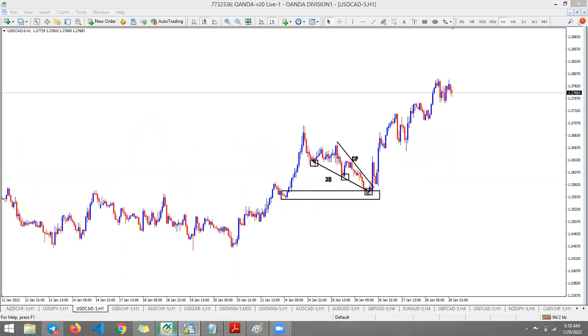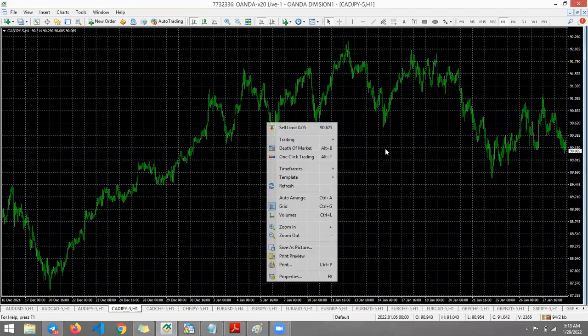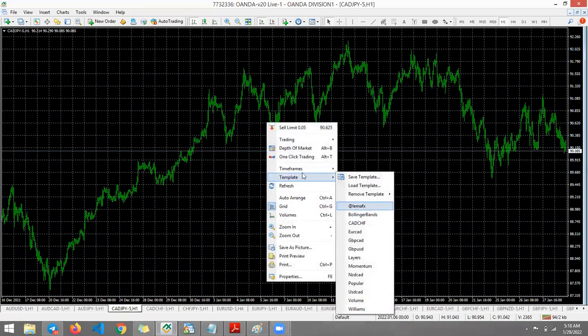Let me see if I can get more examples. I just want this concept to stick to your head. Price approach. Let me see. I think it was on CAD JPY. Yeah, CAD JPY. We had a compression here, a very beautiful one.